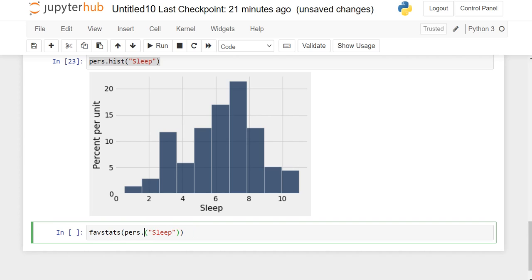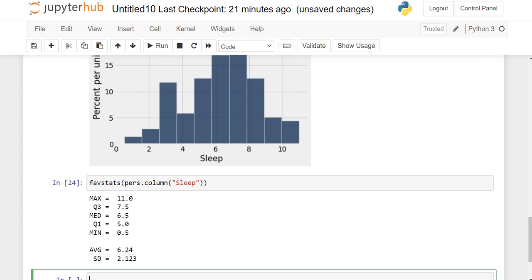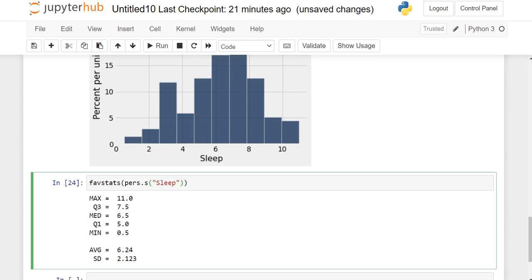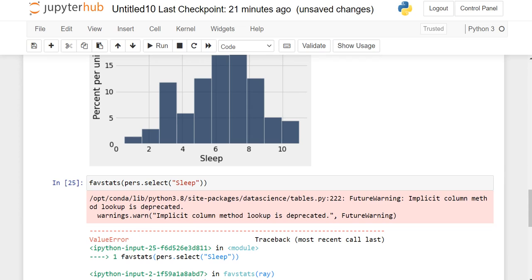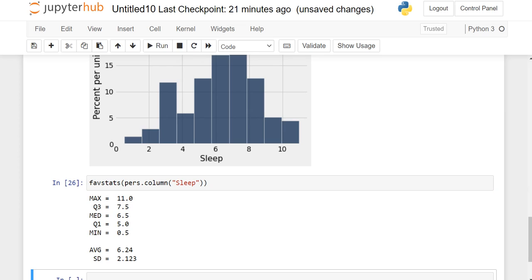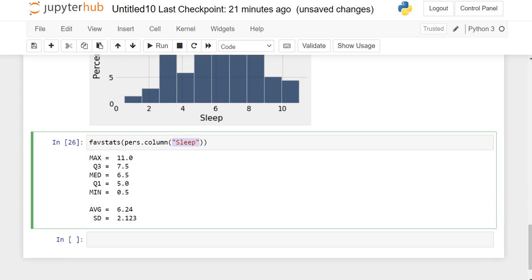Why am I doing dot column? Well, because this favstats thing needs an array. So if it's going to give me the statistics on the sleep column, I need an array, right? So if I did dot select, this is going to throw an error. Why? Because this favstats does not want a table, and select is going to give me a table. It wants an array, and if I do dot column, it's the same thing. It's, hey, go to the sleep variable and start analyzing.